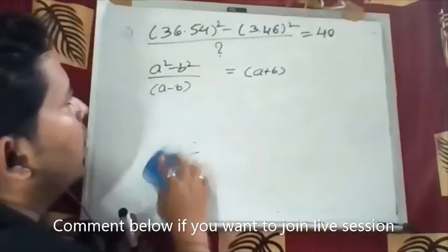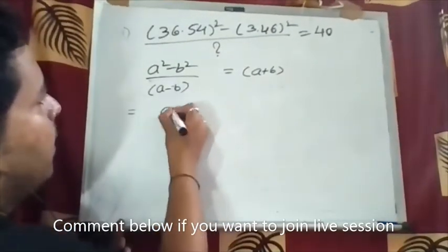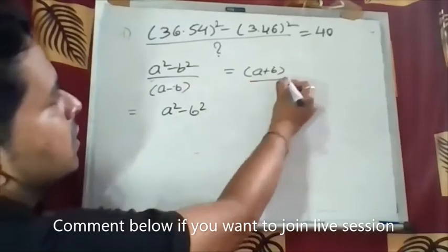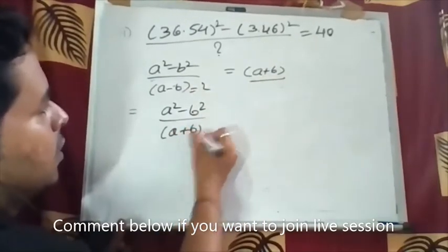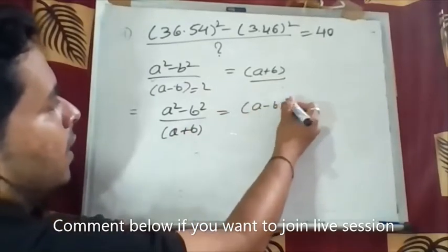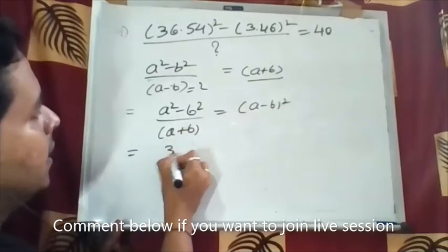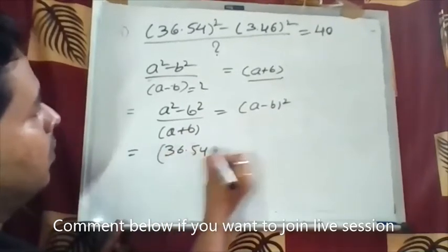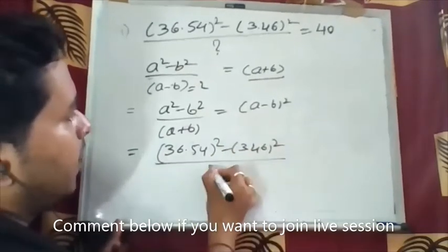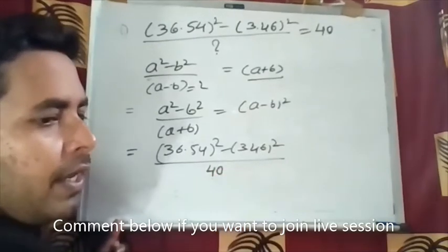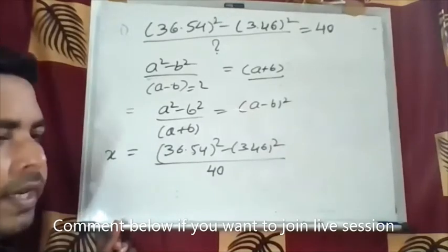So what I have to do now? So what I'll do, मुझे क्या करना है? So a square minus b square, I know this is 40, I don't know this, so I'll bring that down, a plus b. So I'll take this unknown value to the other side. So here, as per here, 36.54 square minus 3.46 square. So here I'll bring 40, and here it will be a x.